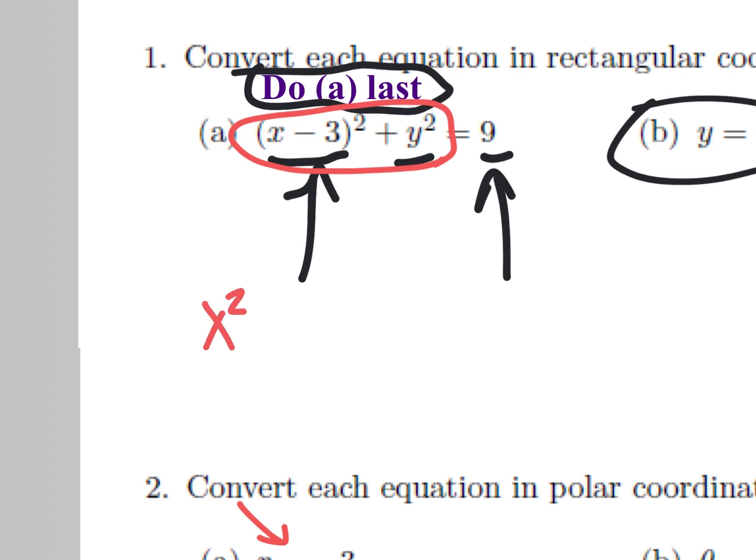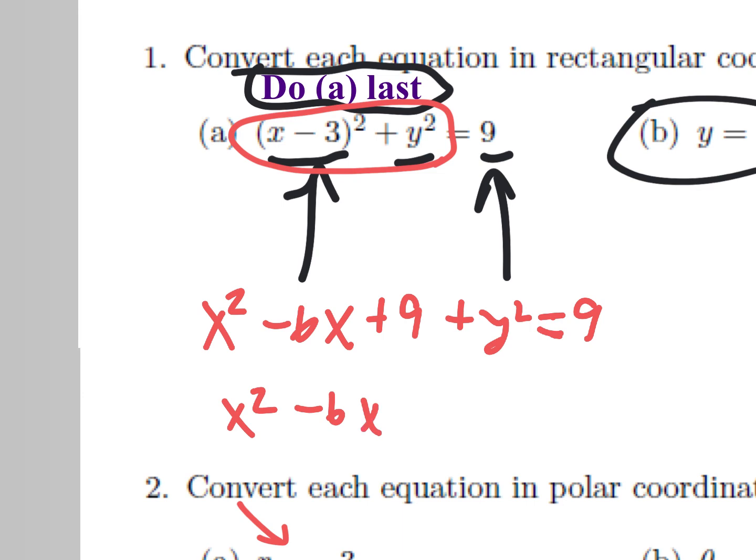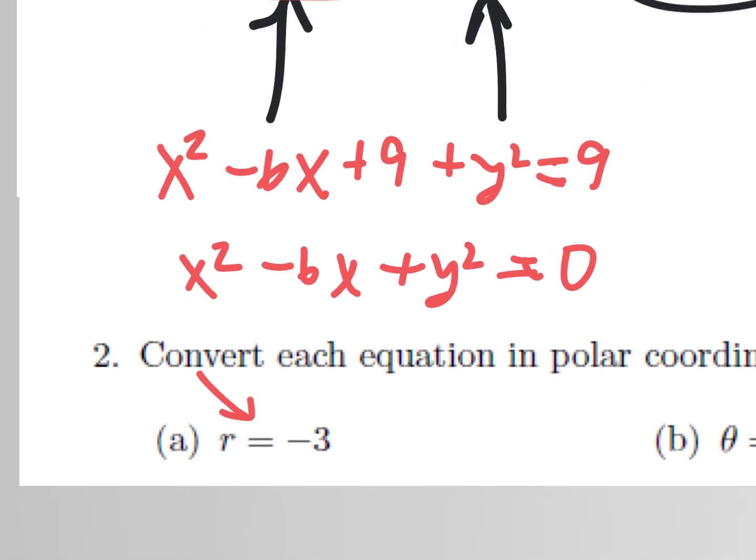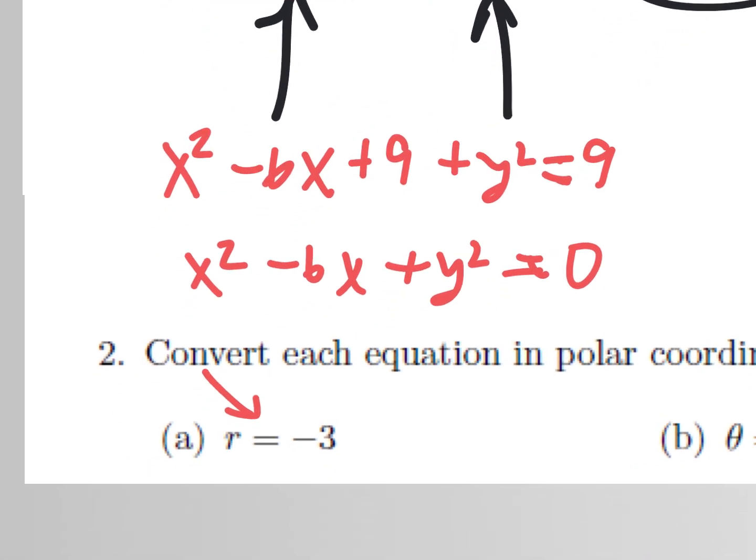Let's see. This would be x minus 3 quantity squared would be x squared minus 6x plus 9 and then plus y squared is equal to 9. And if I subtract 9 from both sides, now I have x squared minus 6x plus y squared. And you could replace x squared.